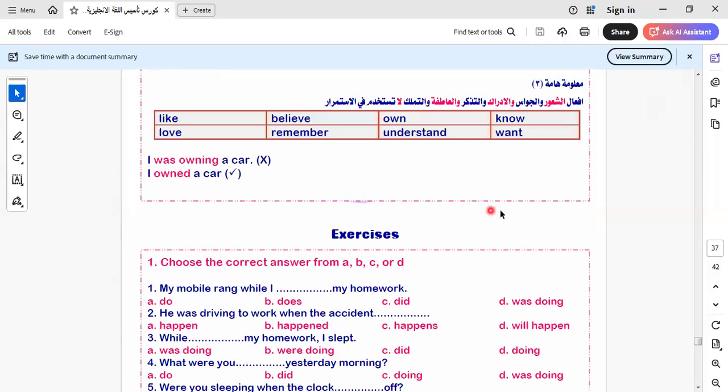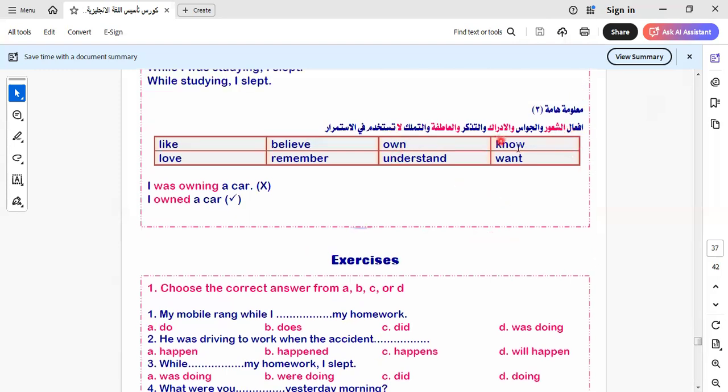Let's go to answer the questions. Here we have some verbs that express emotions, senses, recognizing, remembering, sympathy, and belonging and position. All these are called verbs of emotions and verbs of senses, recognizing, remembering, and sympathy. We say like, love, believe, remember, own, understand, and know.